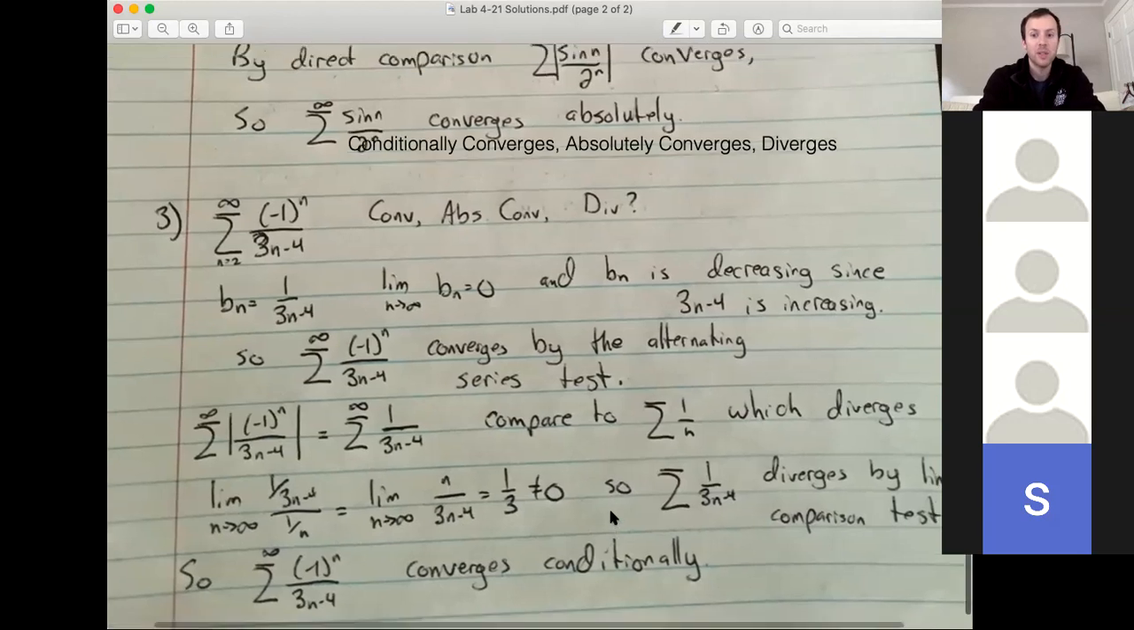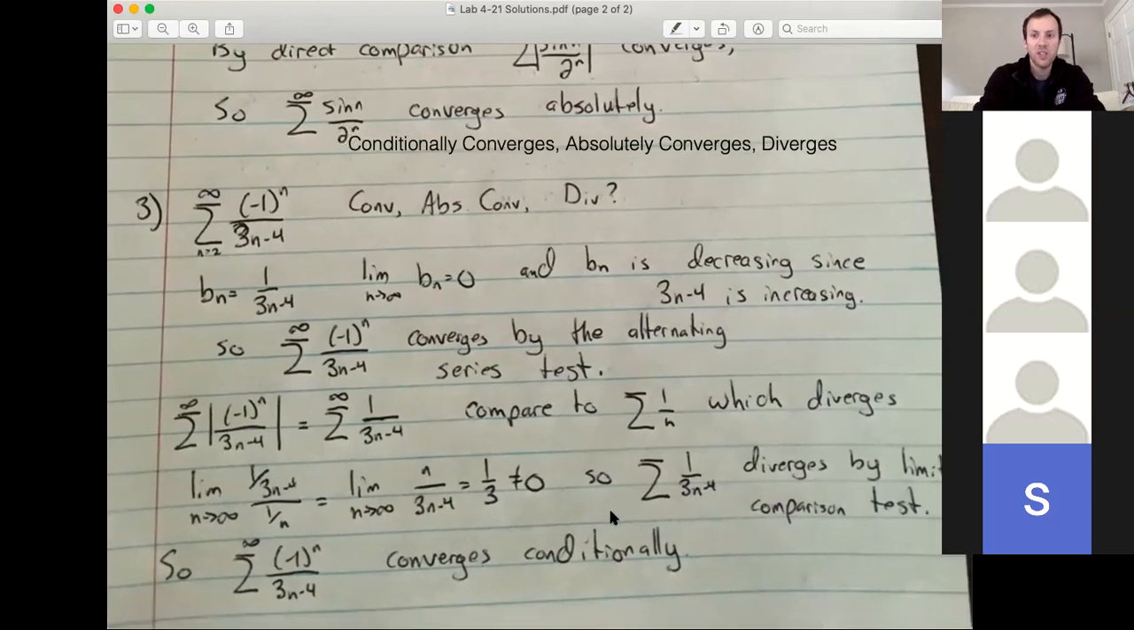Now you have to remember what 1/3 means for the limit comparison test, which is different than what 1/3 means for the ratio or root test. So in this case, we don't care that it's less than 1. What we really care about is that it's not 0. And since it's not 0, the series that we are comparing our series to, these two do the same thing. And since we know this series diverges, our series diverges too.